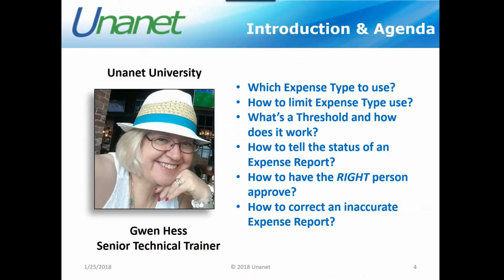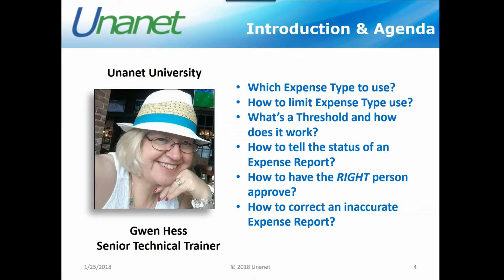Along with that sort of approval workflow, well, do we actually have the right person approving? How do we tell who it is that's approving and make sure that we actually have the right individuals approving each of those different types of expense reports? We're also going to talk about how to correct an inaccurate expense report. So these are the main areas that we're going to be going over. At the end, I've got a little bonus slide with a few other things that might be of interest to you in regards to expense reports.